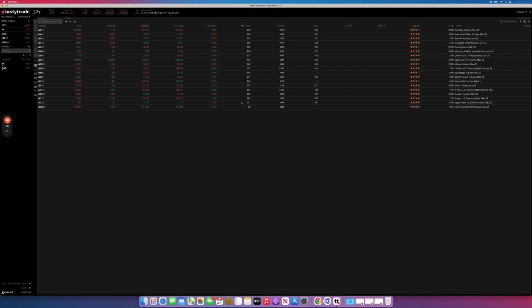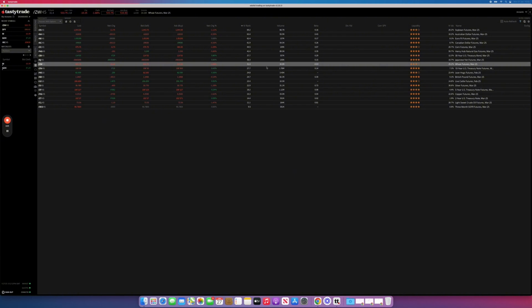So generally speaking, you want to stick to underlyings that have an IV rank of at least 30. Okay, we've got the wheat futures here with 31.4. So anything above this. And anything over 50 is considered very high. So over 30 is high, over 50 is very high. I generally like to be anywhere in the mid to high range. I don't like to be too high or too low.